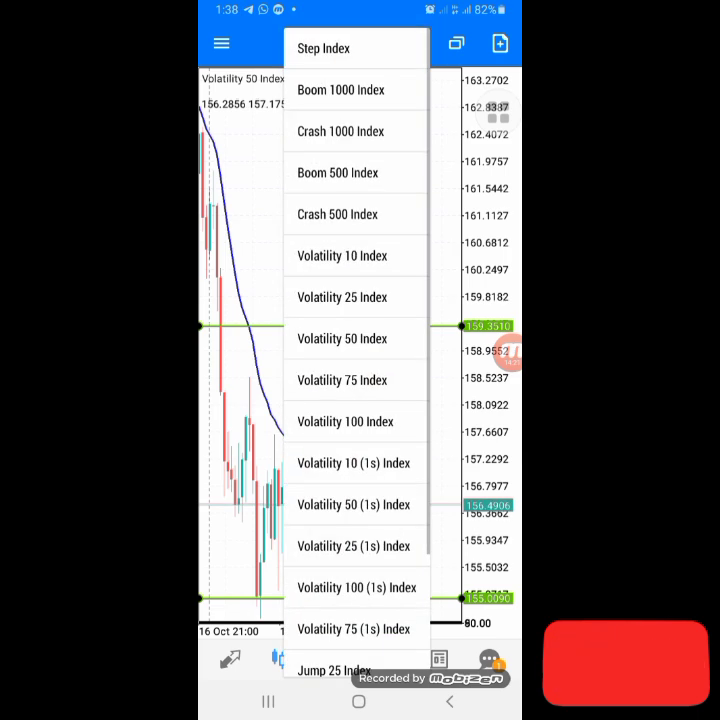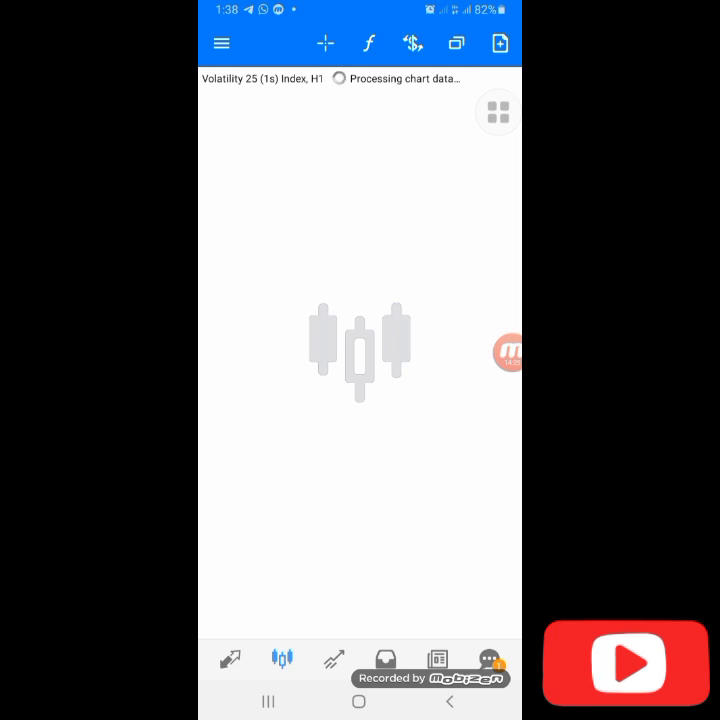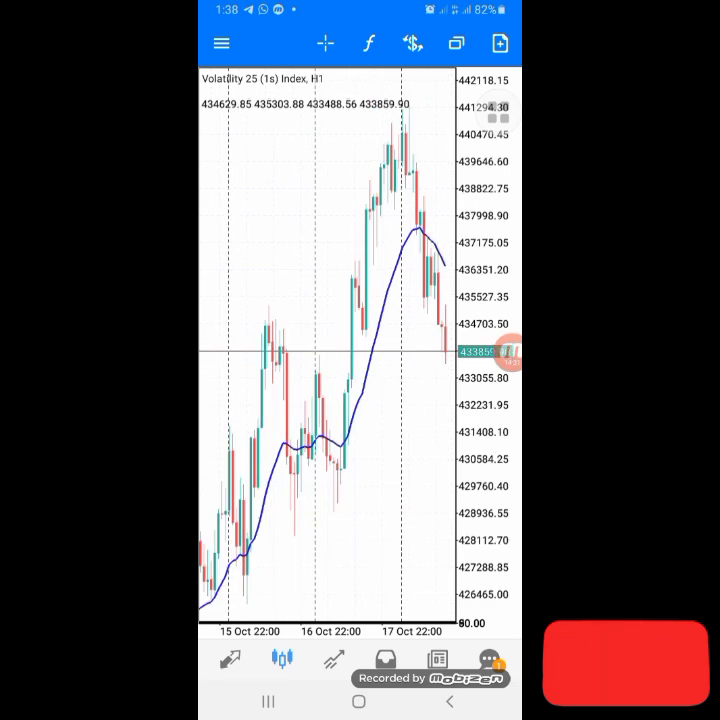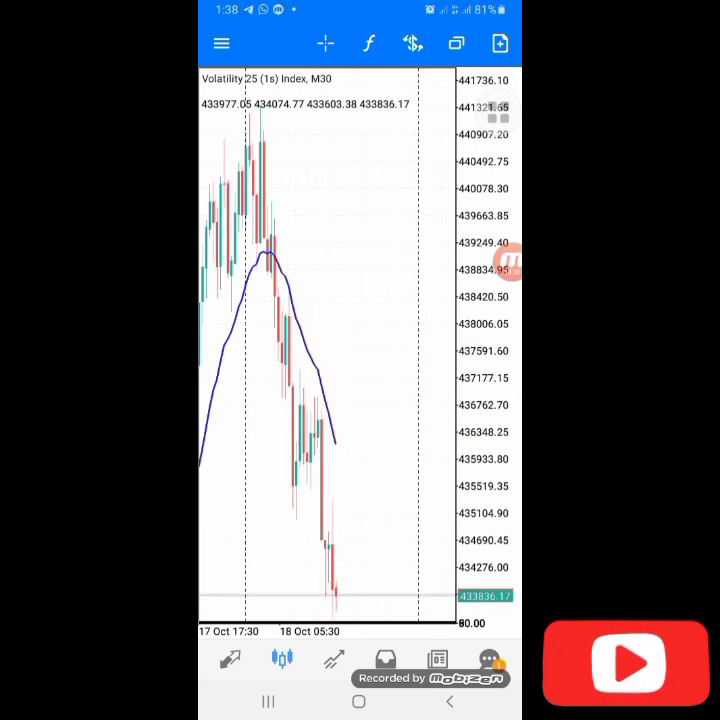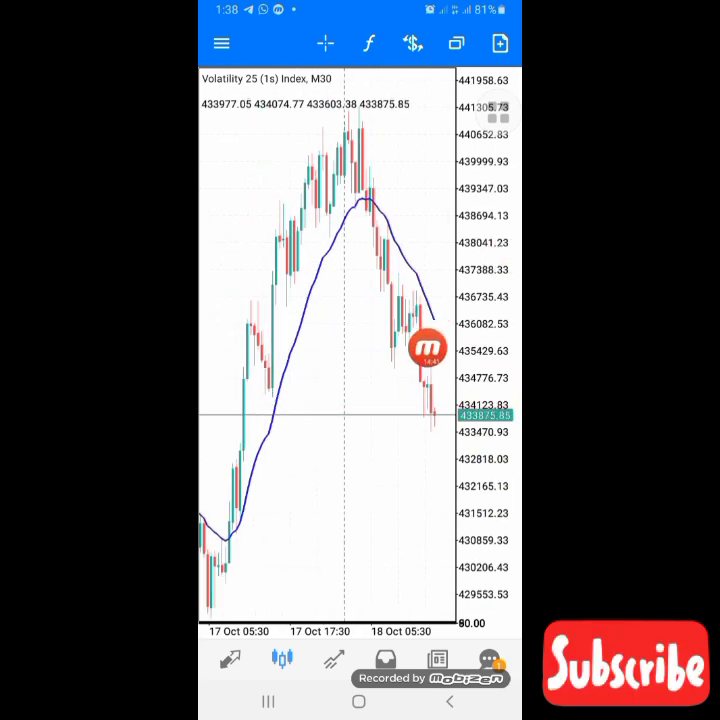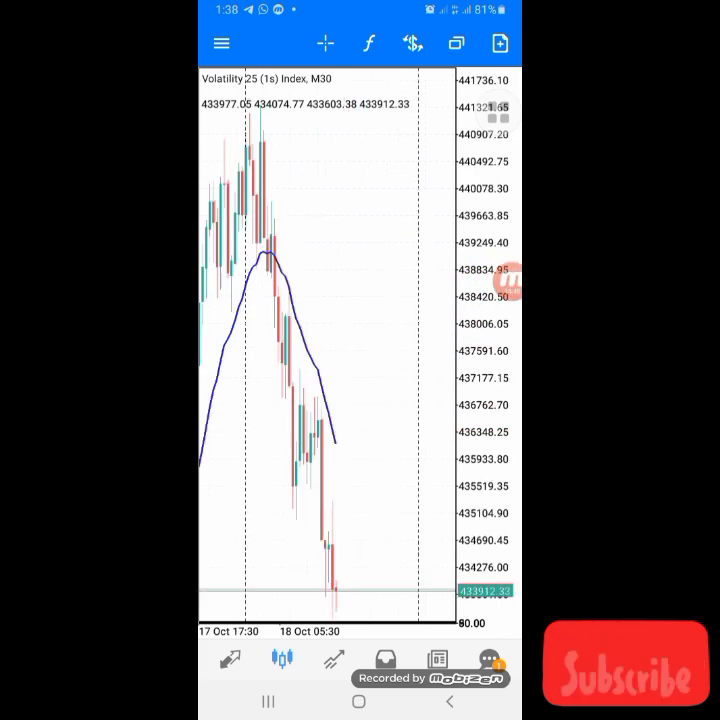I check on volatility 25 1s. I'll be seeing something different there. You see that at this point we can't sell now because we are already late in this one, so you can't enter right now. We will wait for a retracement back to the line. If there's a breakout here, there's a backtest of the line, and then a shoot down. So the next entry point should not be now.